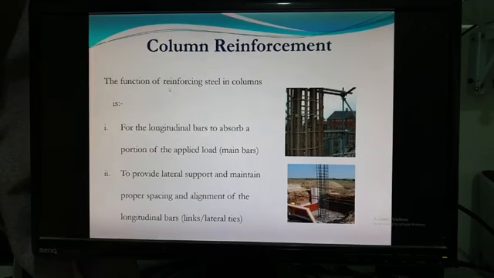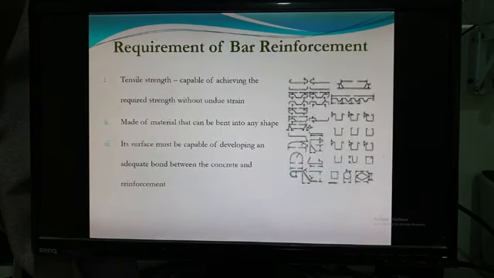So the function of reinforcing steel is to absorb a portion of the loads and to provide lateral support and spacing. So requirement of bar reinforcement: it must have strength. It must be able to be bent into many shapes, as we see here. And the surface must be able to bond with concrete.